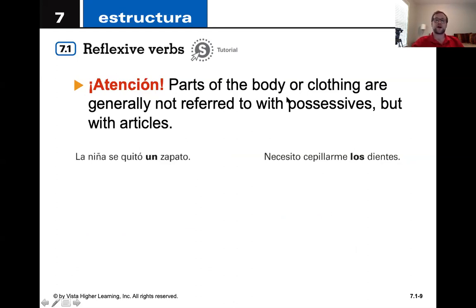So remember, parts of the body or clothing are generally not referred to with possessives, but just articles, okay? So we don't say my teeth, we say the teeth. Me duele la cabeza. My head hurts, right? It hurts me, the head. La niña se quitó un zapato. She took off herself a shoe. I need to brush myself the teeth. Okay, so using articles, not possessives.